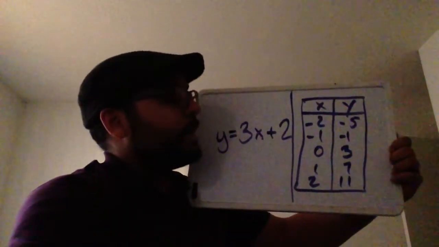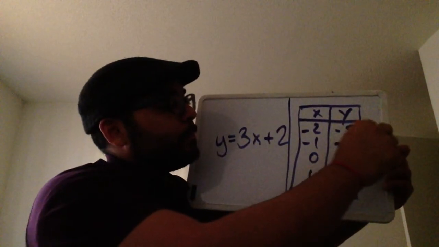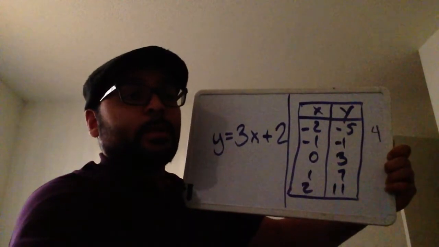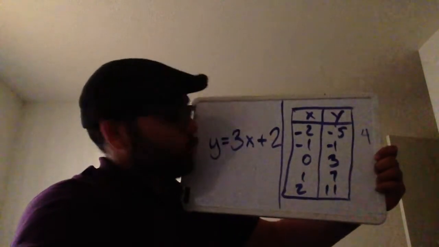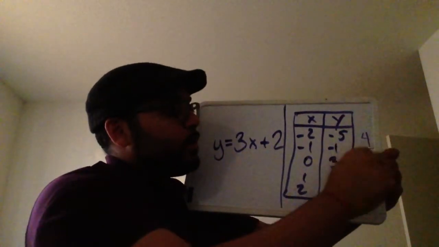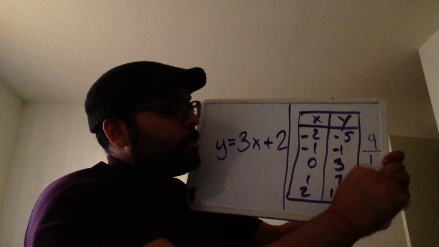You add 4. -5 plus 4 is -1. So 4 is our change in y. How do you get from -2 to -1? Plus 1. So change in y over change in x, 4 over 1. Our rate of change is 4.